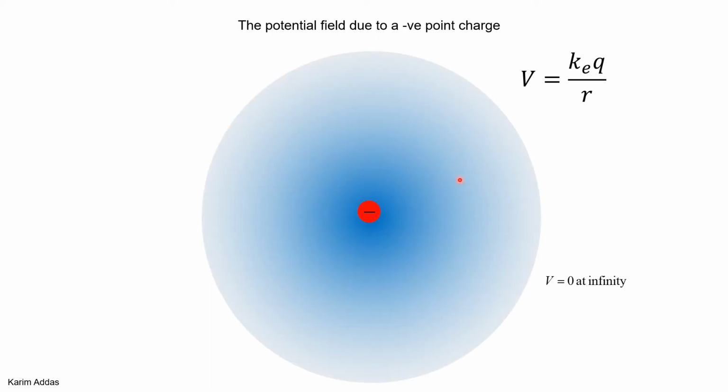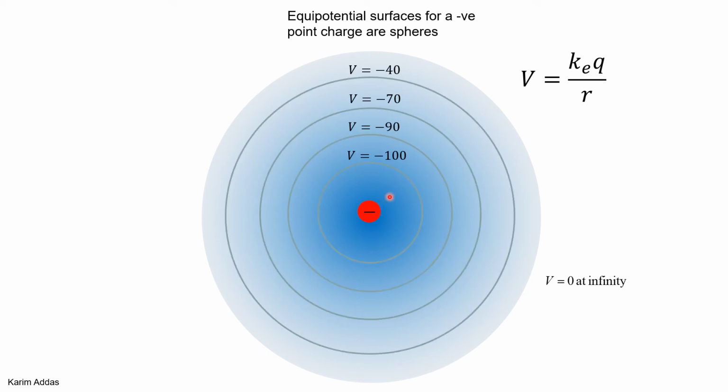What about if the charge is negative? If the charge is negative, then Q is negative, so the potential values are negative. The potential is still 0 at infinity, but as you go away from the charge, the potential has negative values. I put the negative values represented by blue color. Whenever you have blue, it's negative, and it's more negative when the blue is darker. So for instance, if you make a sphere with this radius, the potential everywhere on this sphere is minus 100 volts, for instance. The potential on this sphere is minus 90, and so on. So the equipotential surfaces for point charges are spheres.